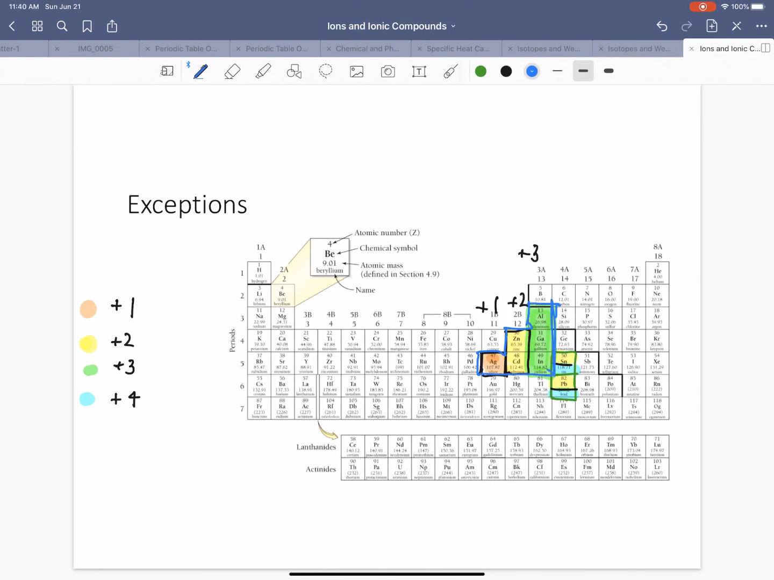So the exceptions are these. Silver only forms a +1 ion. Zinc and cadmium only form +2 ions. And tin and lead, main group elements, have 2 charge choices possible, +2 and +4.